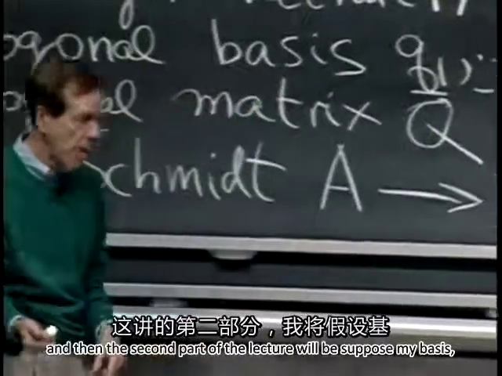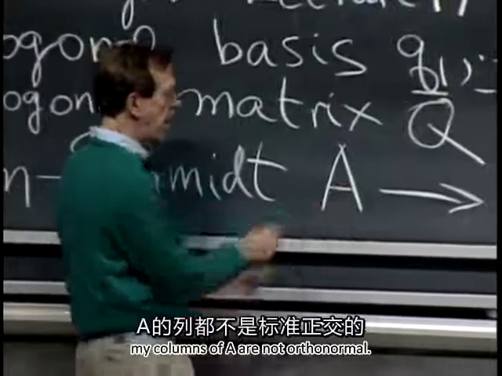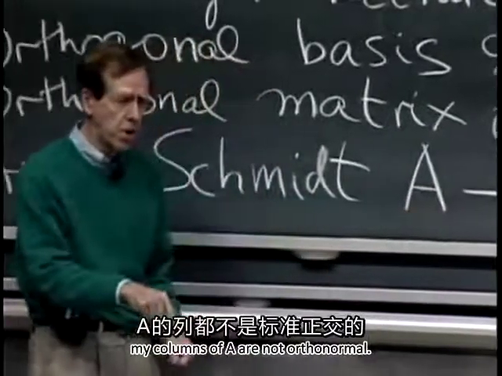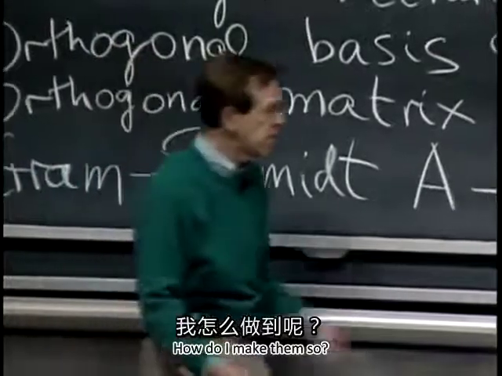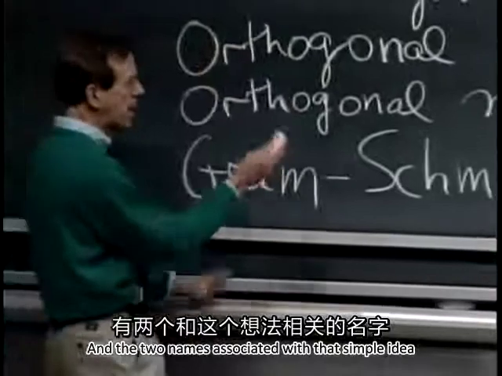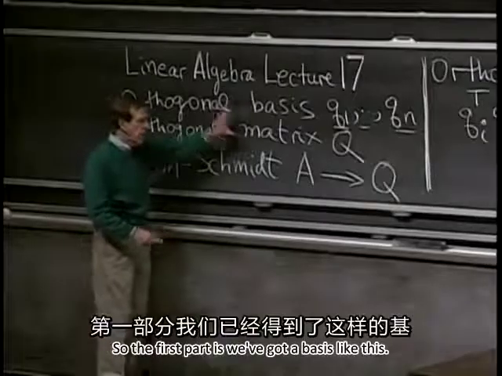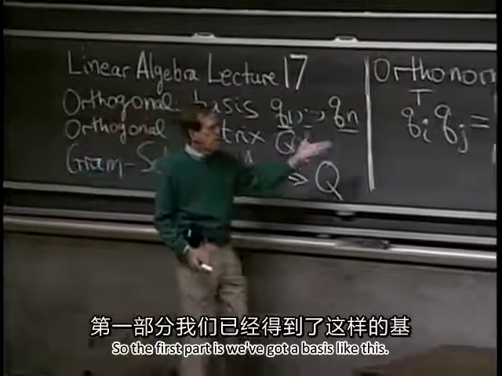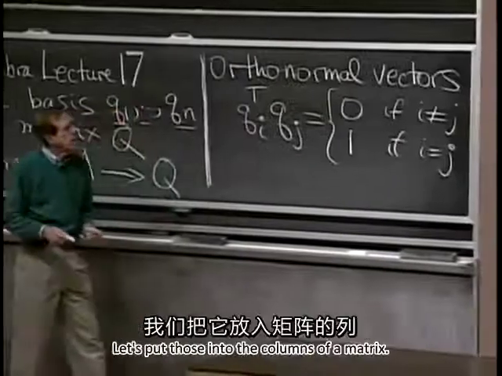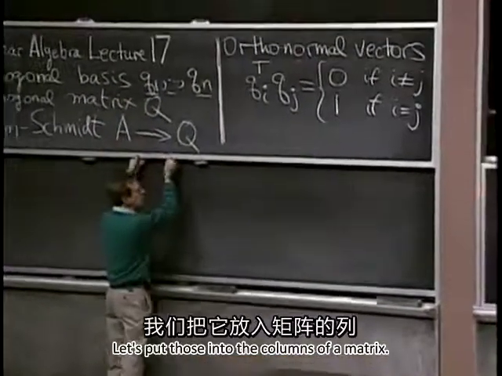And then the second part of the lecture will be, suppose my basis, my columns of A, are not orthonormal. How do I make them so? And the two names associated with that simple idea are Graham and Schmidt. So the first part is, we've got a basis like this. Let's put those into the columns of a matrix.